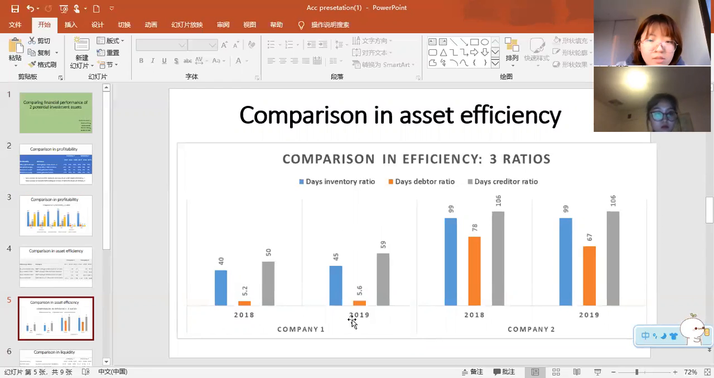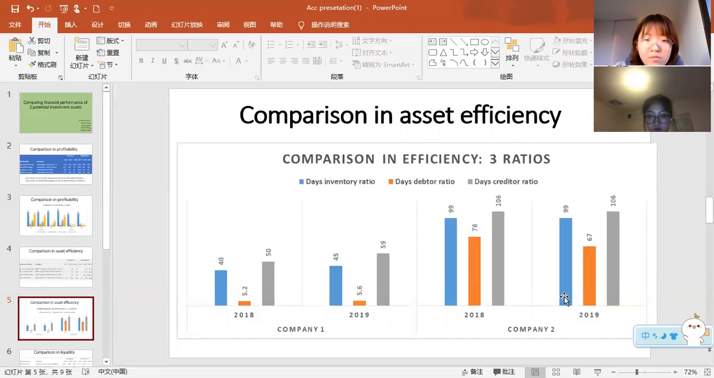Well, company one took 45 days to sell its inventories. It's shorter than 99 days of company two, and it's good for liquidity.